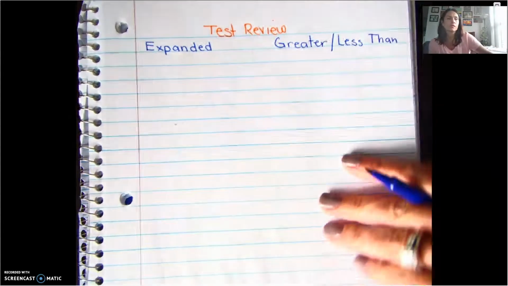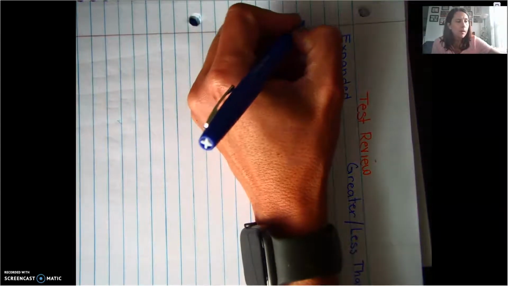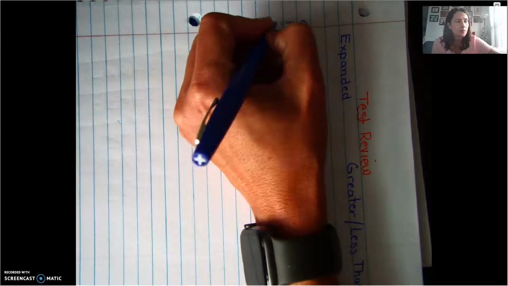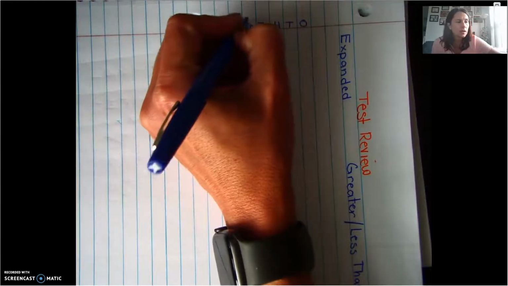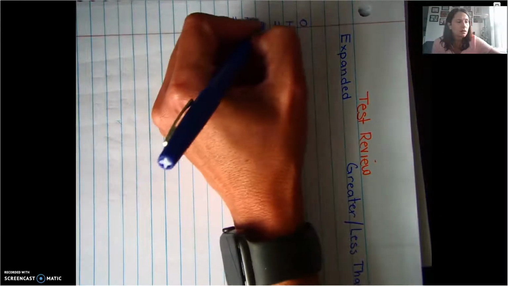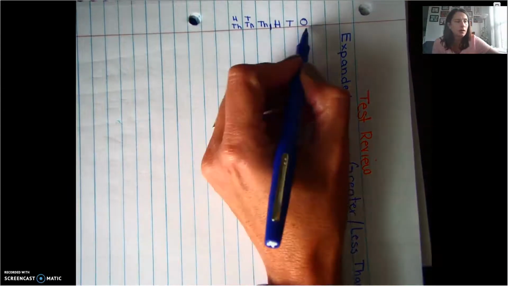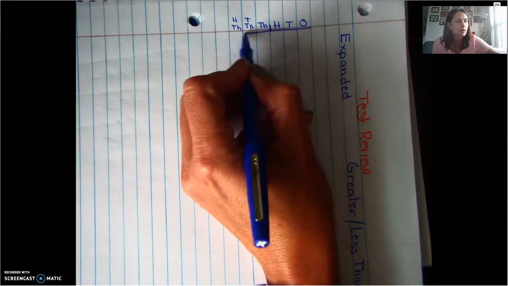Now remember, with this we turn our notebook sideways and let's go ahead and do our place value chart. We always want to start with that because it's going to help us keep our numbers organized. So we've got our thousands period and then our ones period here.